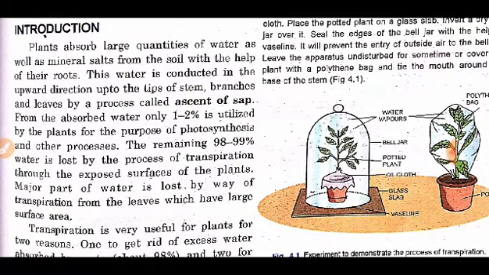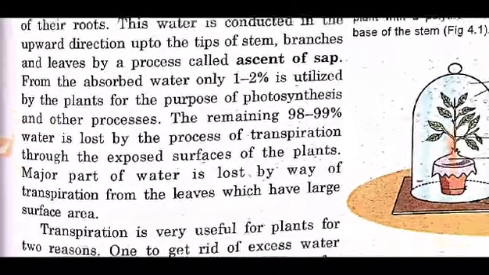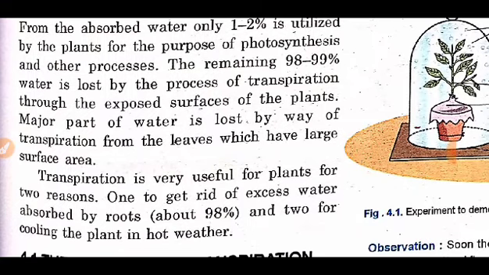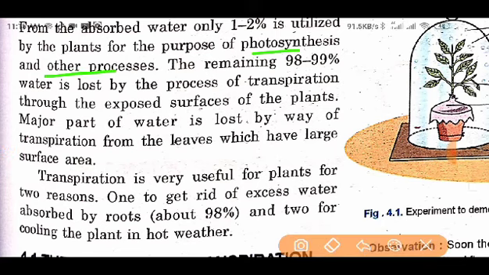Plants absorb large quantities of water as well as mineral salts from the soil with the help of their roots. This water is conducted in the upward direction up to the tip of stem branches and leaves by a process called ascent of sap, as we already read about the last chapter. From the absorbed water, only 1 to 2% is utilized by the plants for the purpose of photosynthesis and other processes. The remaining 98 to 99% water is lost by the process of transpiration.